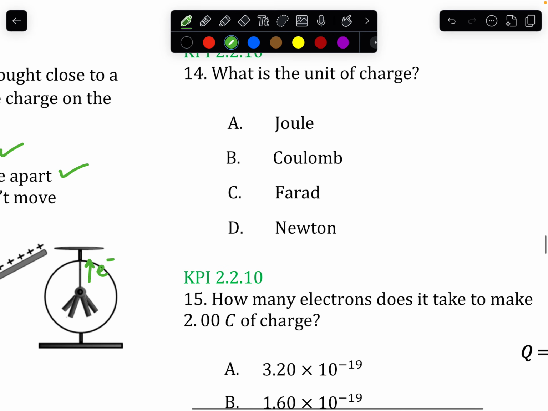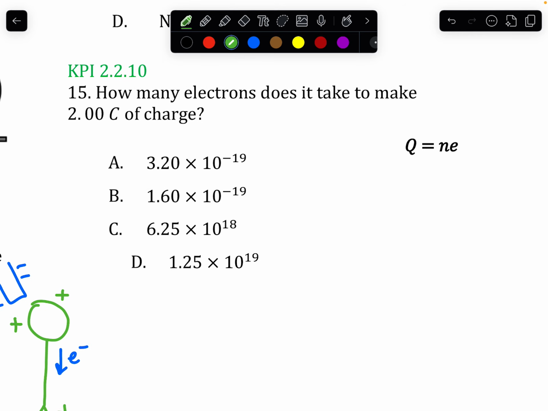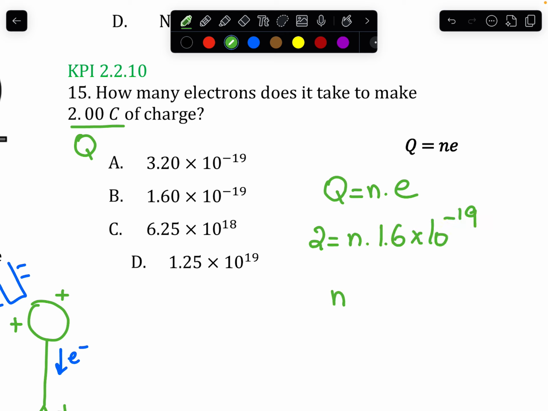What is the unit of charge? It is the coulomb. How many electrons does it take to make 2 coulombs of charge? So given Q, Q equals N e, it should be a multiple of the elementary charge. I have 2 and 1.6 × 10^-19, giving me that N equals 1.25 × 10^19 electrons. So option D.